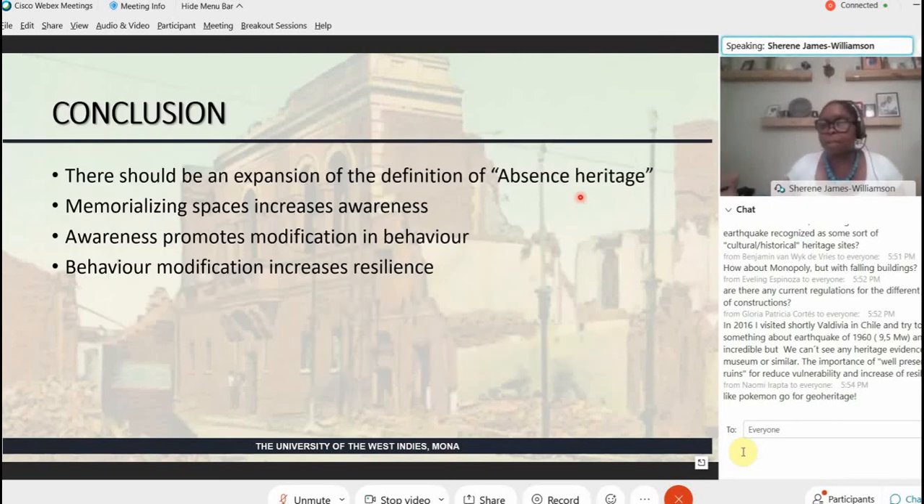So that's my conclusion. We want to expand the definition of absence heritage. We welcome other persons to come and help us to flesh this out in a way that it would be meaningful, and we can have examples from other places, so that with the writing and the use of it in this particular way, we've essentially expanded it. And we want to memorialize our spaces. And in the memorializing of these spaces, we want to increase awareness. And in increasing this awareness, as I said before, promote this modification in behavior that would then allow us to be more resilient as a population.